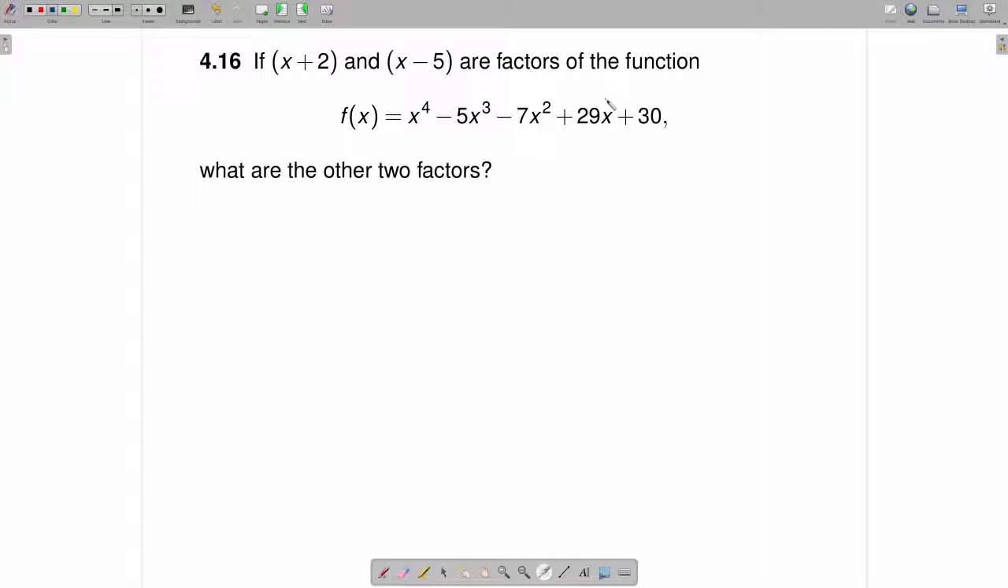So what we're going to use is synthetic division to first of all divide that polynomial by x plus 2, and then use synthetic division again to divide that by x minus 5, and then hopefully at that point we can factor to find the other two factors. So the way synthetic division is going to be used here, you start by writing down the coefficients: 1, negative 5, negative 7, 29, and 30.